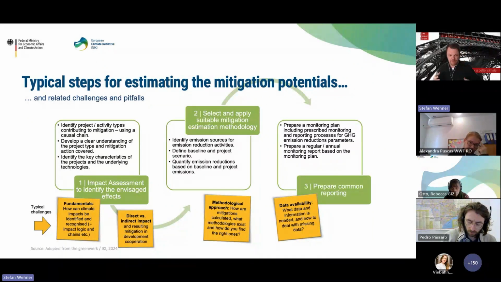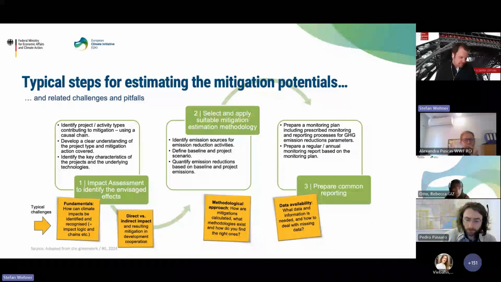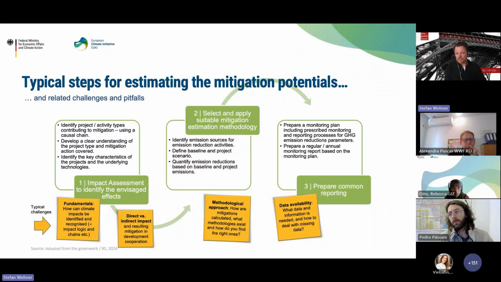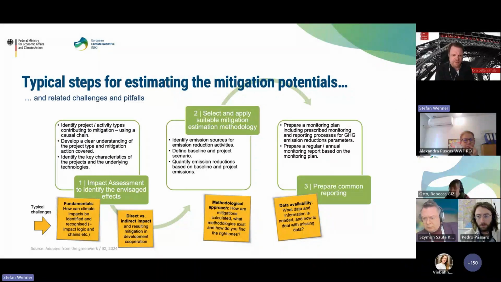But this first step is, I think, fundamental to identify potential mitigation activities, actions that are related to your projects. And often it's underestimated how important this first step is. Because the second step then relates to the identified activities in your project scope, or beyond that scope, that you are just influencing with your activities.